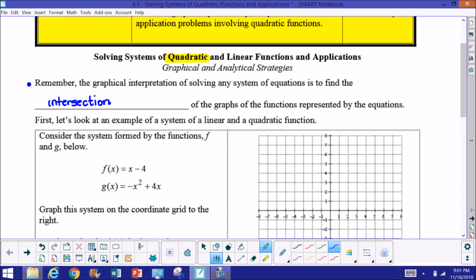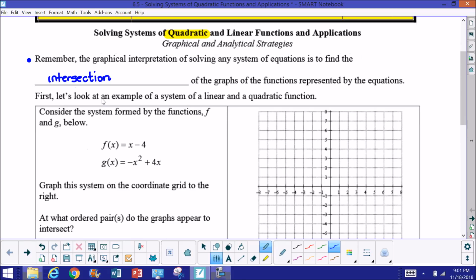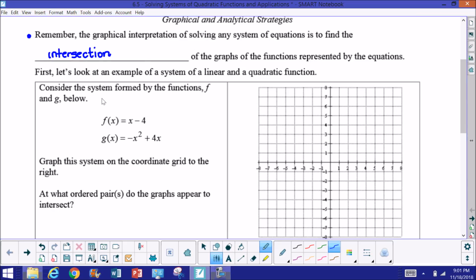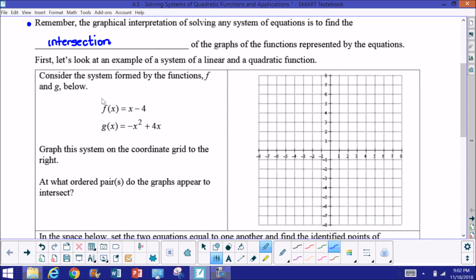So first, we're going to go ahead and look at an example of a system of a linear and a quadratic function. So we got this example here where f of x is defined to be x minus 4. It's our linear function. g of x is negative x squared plus 4x. Well, our first directive is to graph this system on the coordinate grid to the right. So we're going to go ahead and do that.